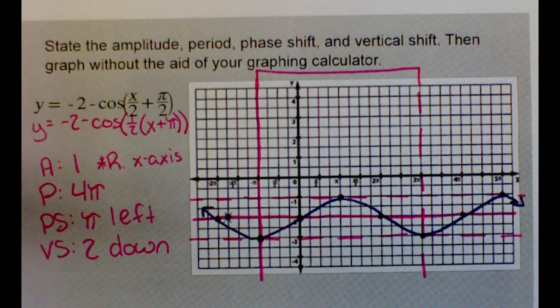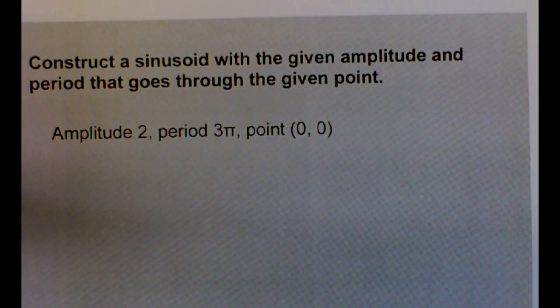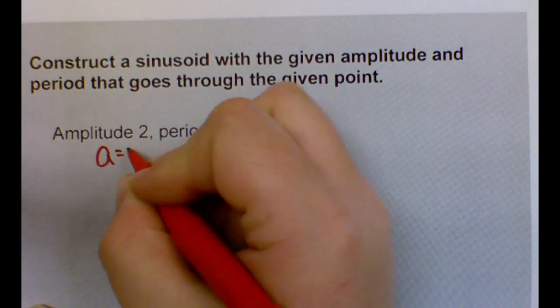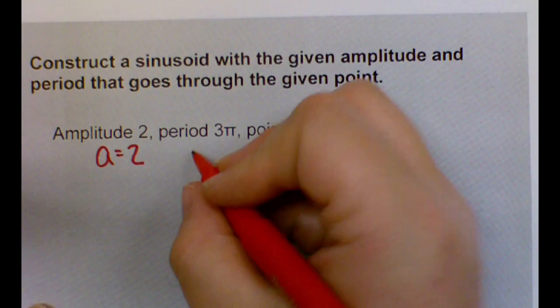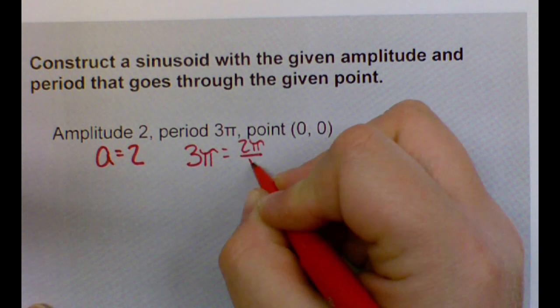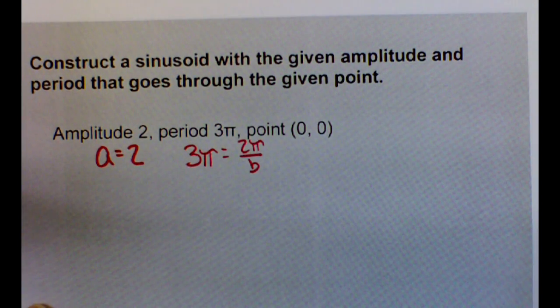And there's our graph. One other thing we're going to do is to construct a sinusoid with the given amplitude and period that goes through the given point. So I'm going to write the equation of something using sine or cosine. Well, if the amplitude is 2, I know A must be 2. The period is 3 pi. 3 pi is 2 pi over B. So this will help me figure out what B should be.